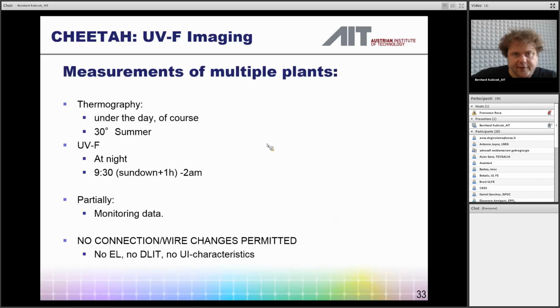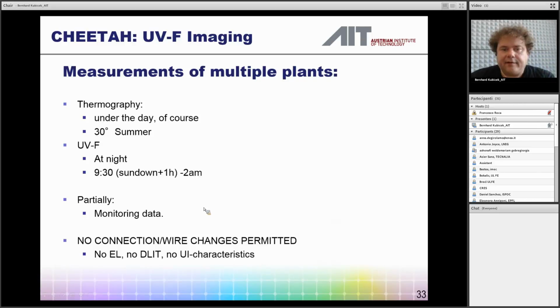The UV fluorescence, you have to do at nighttime. So it's not possible, at least with our system, to use it in the daytime, because the UV light emission is quite weak, and the response of the module, the fluorescence, is even weaker. But you can see it with the naked eye quite well if it's dark outside.